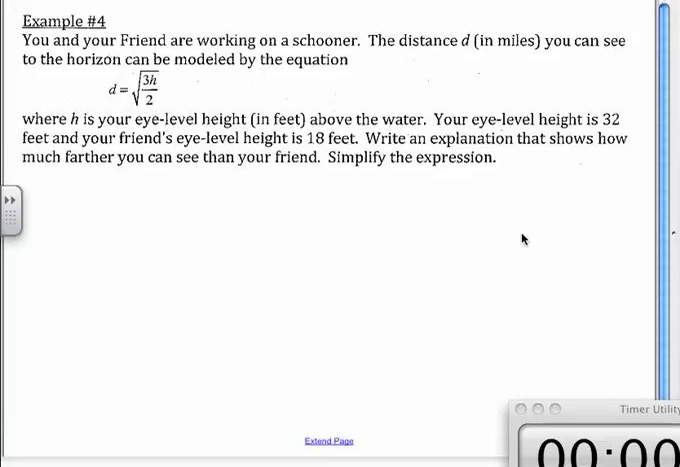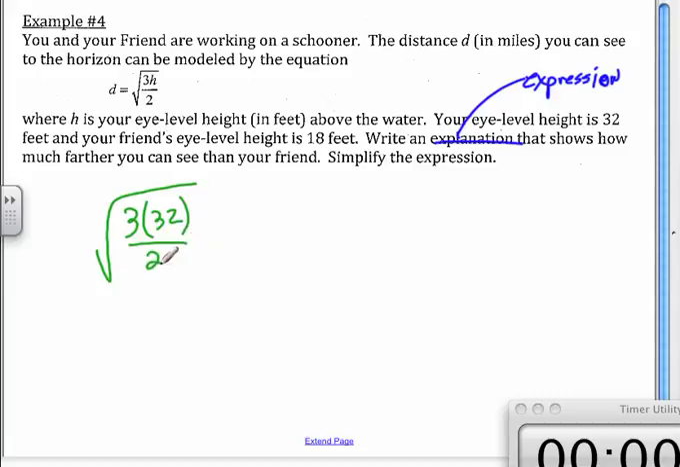Write an explanation, and this should say, I'm sorry guys, you can scratch that out, this should say expression. Write an expression that shows how much farther you can see than your friend. Simplify the expression. This is how far I can see: the square root of 3 times 32 over 2, because I'm 32 feet above the water. This is how far my friend can see: the square root of 3 times 18 over 2.